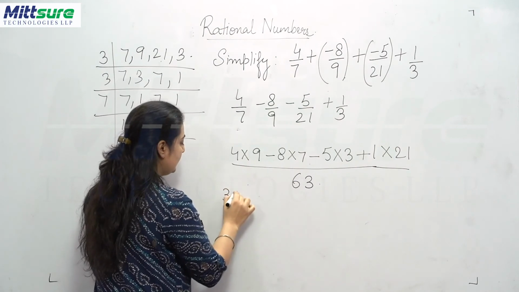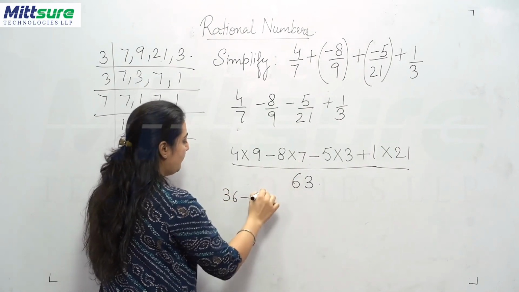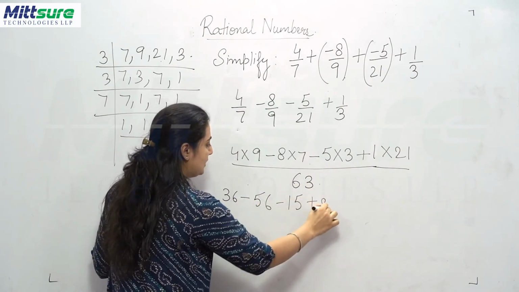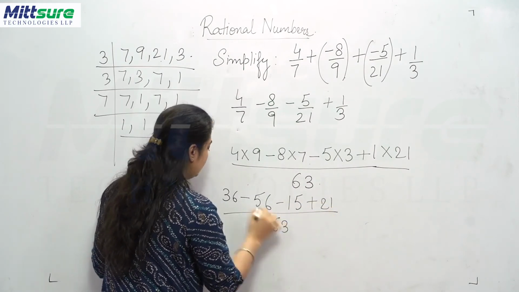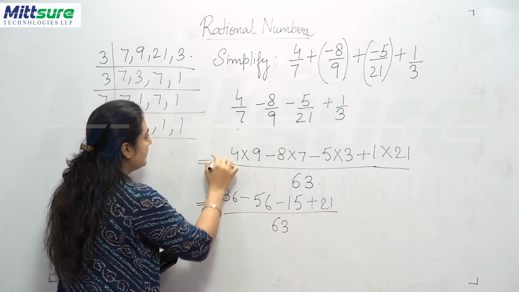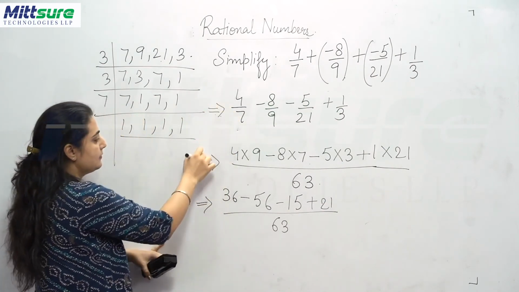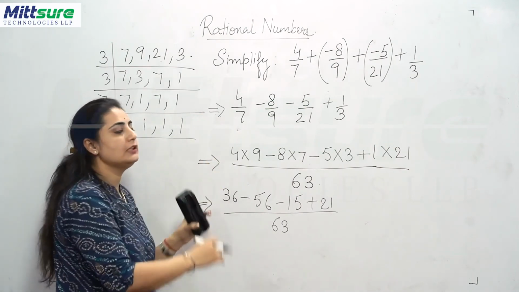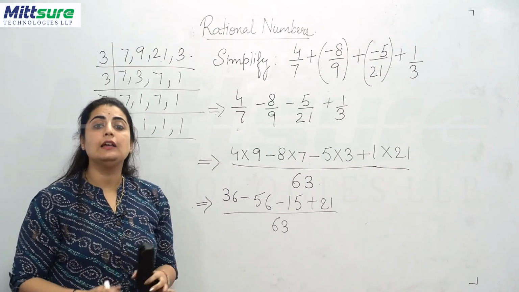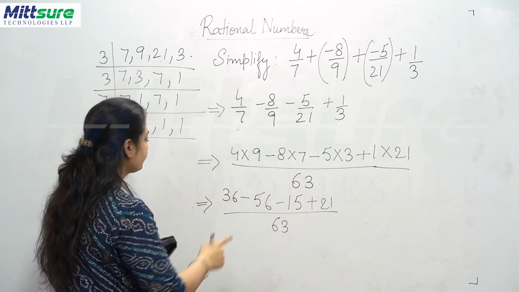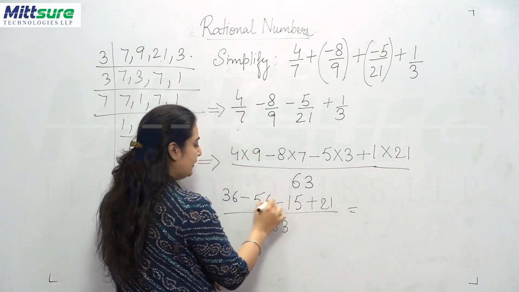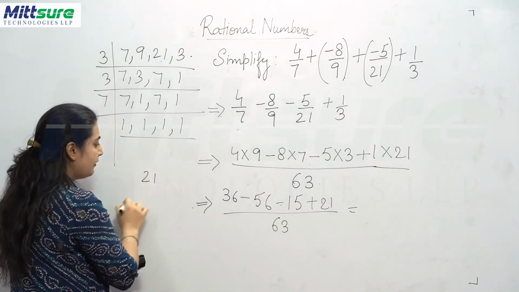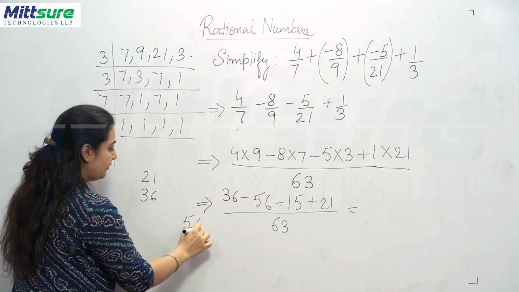So let's solve. 4 into 9 is 36, minus 8 into 7 is 56, minus 15 plus 21 upon 63. Whenever you are doing the simplification, you are supposed to write this mark. Do not forget to write this mark, because it gives the indication that the simplification continues in the following steps. Now you have 2 negative numbers and 2 positive numbers. What are you supposed to do? Add the positive ones and the negative ones.